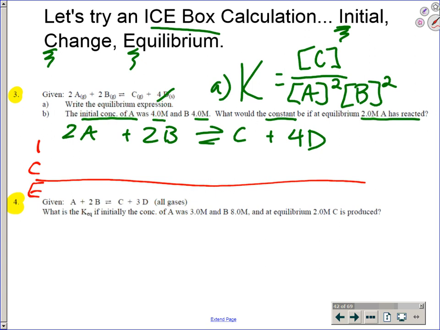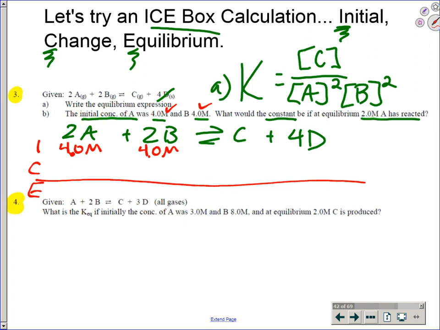Okay, what was the initial concentration of A? So we're going to put the 4.0 molar under A. What else was provided for us initially? So 4.0 molar B. So check, we've used both of those values.